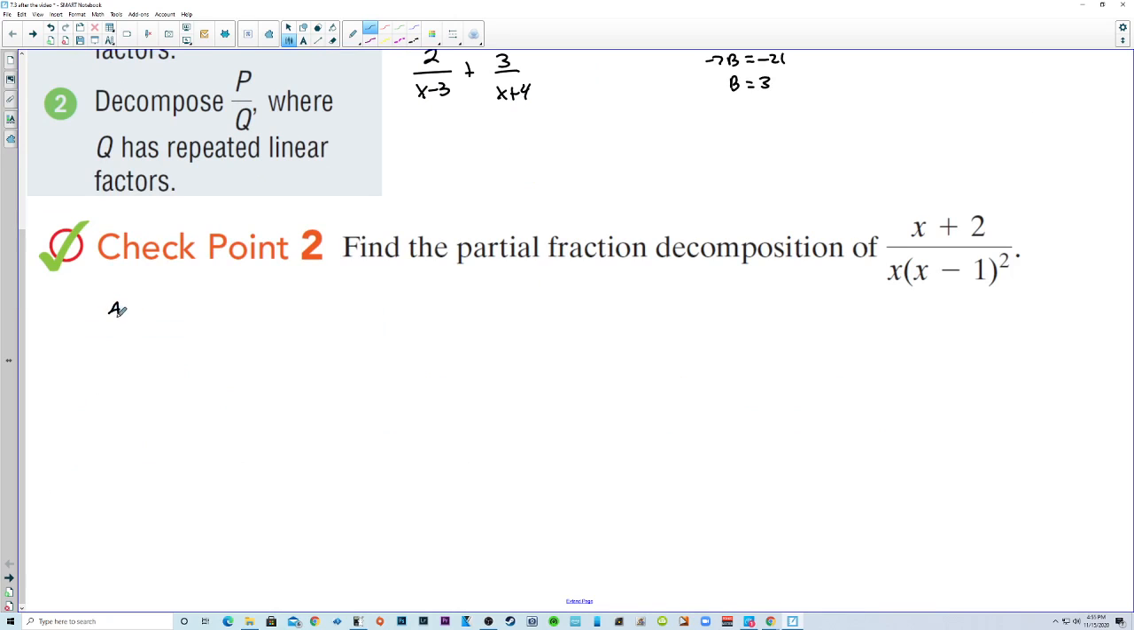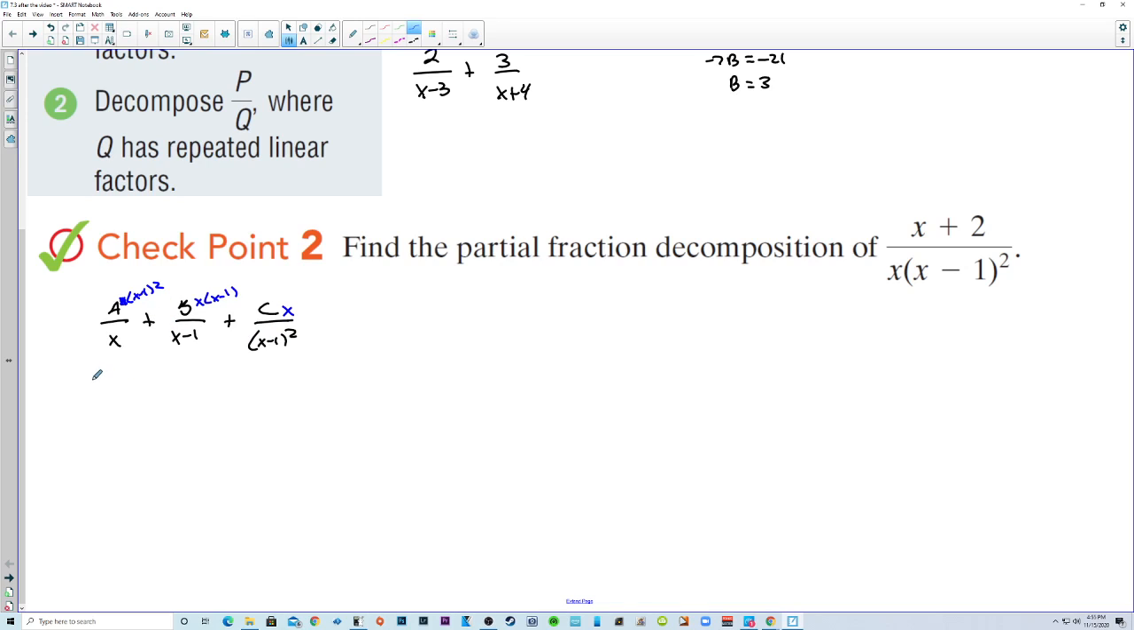And we have A over x plus B over x minus 1, and then plus C over x minus 1 squared. And we're going to get common denominator, so this needs an x. No, it doesn't need an x. It needs an x minus 1 squared. This needs an x and an x minus 1 on the top and the bottom. And this last one, it just needs an x. So now they all have common denominator.